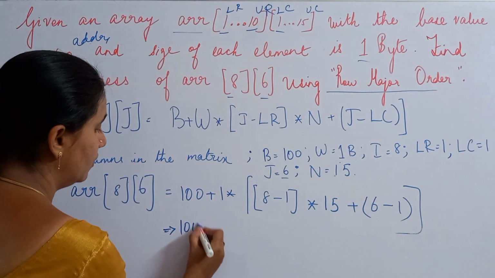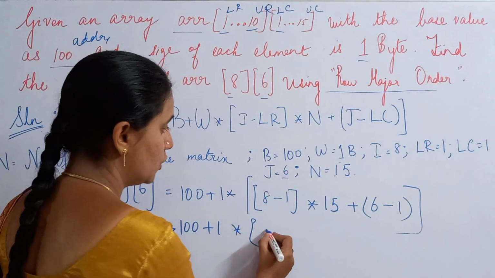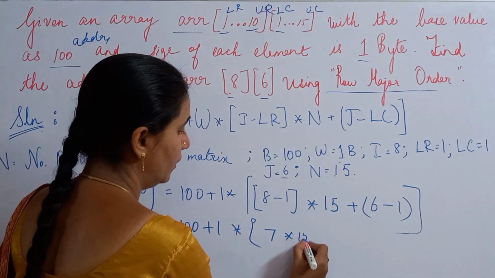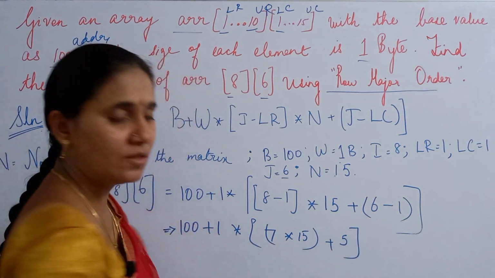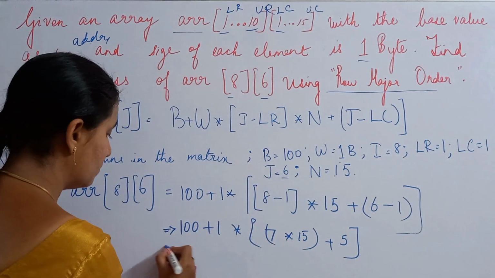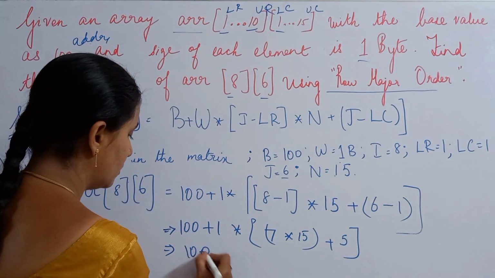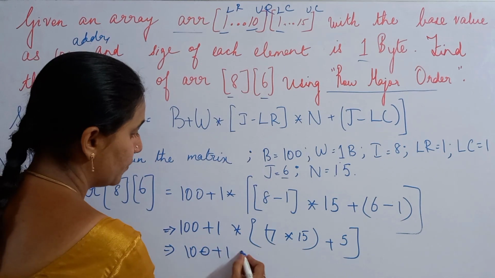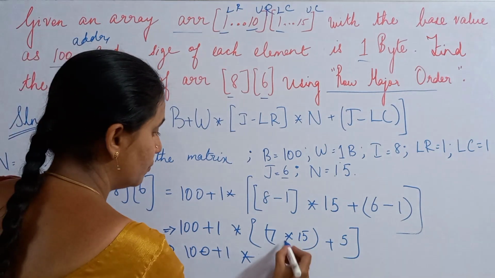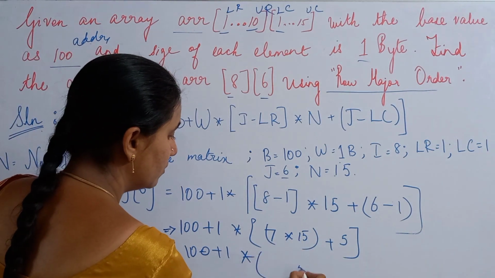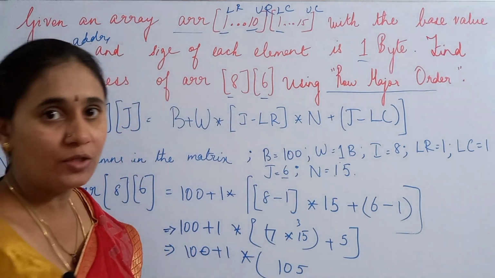So 100 plus 1 into, what is 8 minus 1? 8 minus 1 is 7, into 15, and then plus 5. This is what you are getting. Once again you have to simplify it. First you remove the bracket. So 100 plus 1 into 7 into 15. First you remove this: 7 5s are 35, 3 carry, 7 1s are 7. So 105 you are getting.